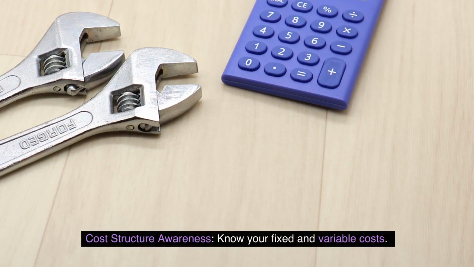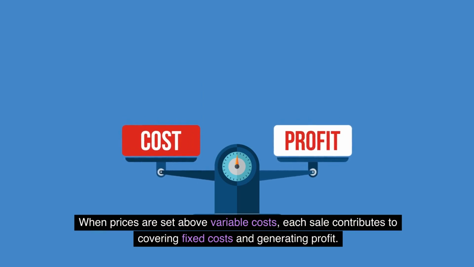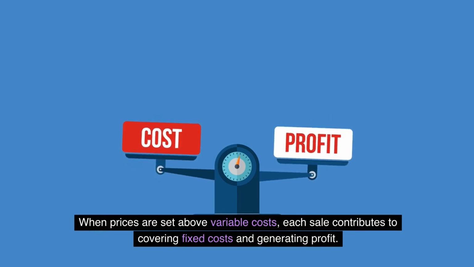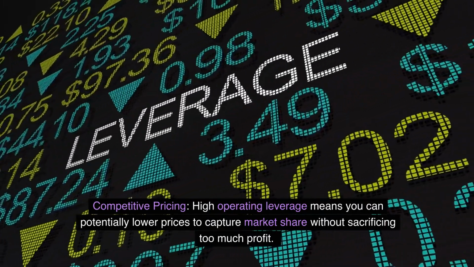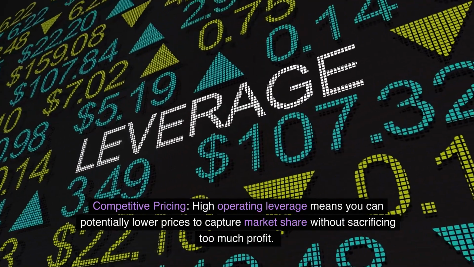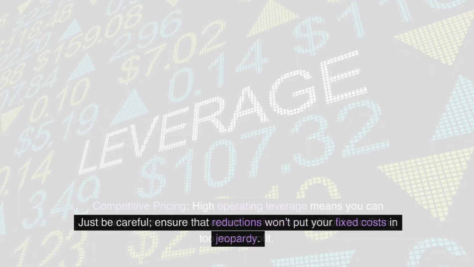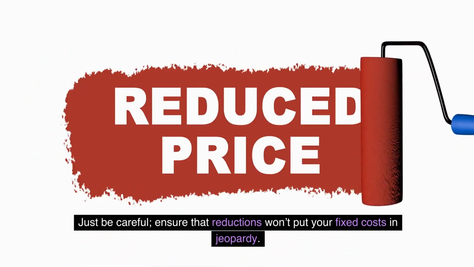Cost structure awareness. Know your fixed and variable costs. When prices are set above variable costs, each sale contributes to covering fixed costs and generating profit. Competitive pricing: high operating leverage means you can potentially lower prices to capture market share without sacrificing too much profit. Just be careful. Ensure that reductions won't put your fixed costs in jeopardy.